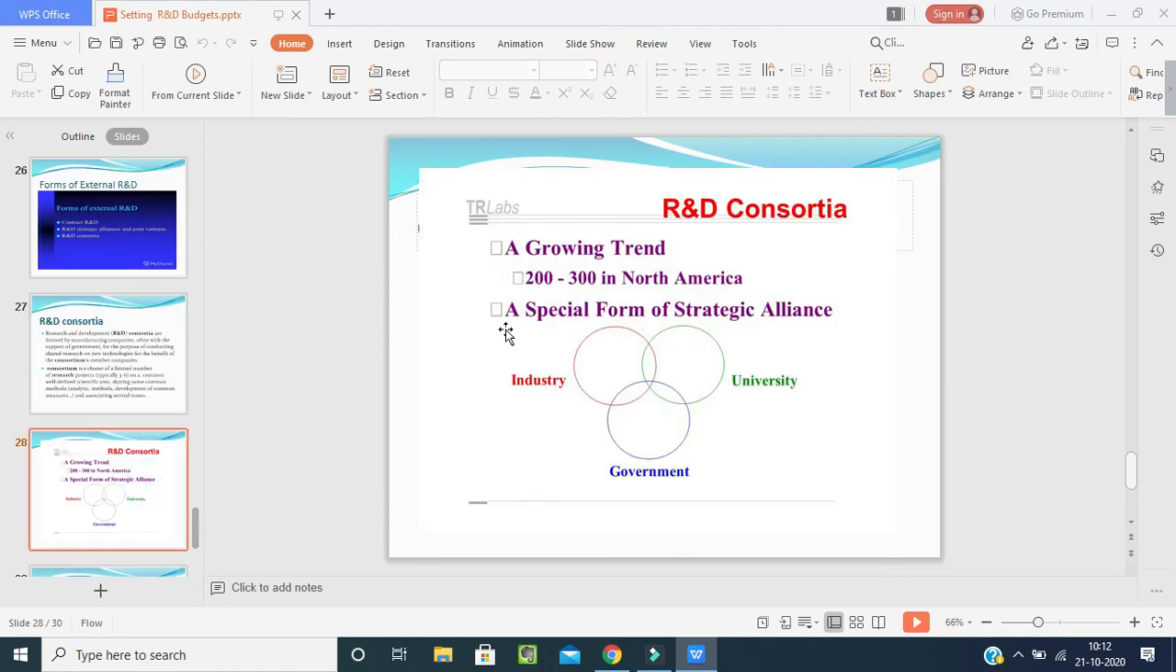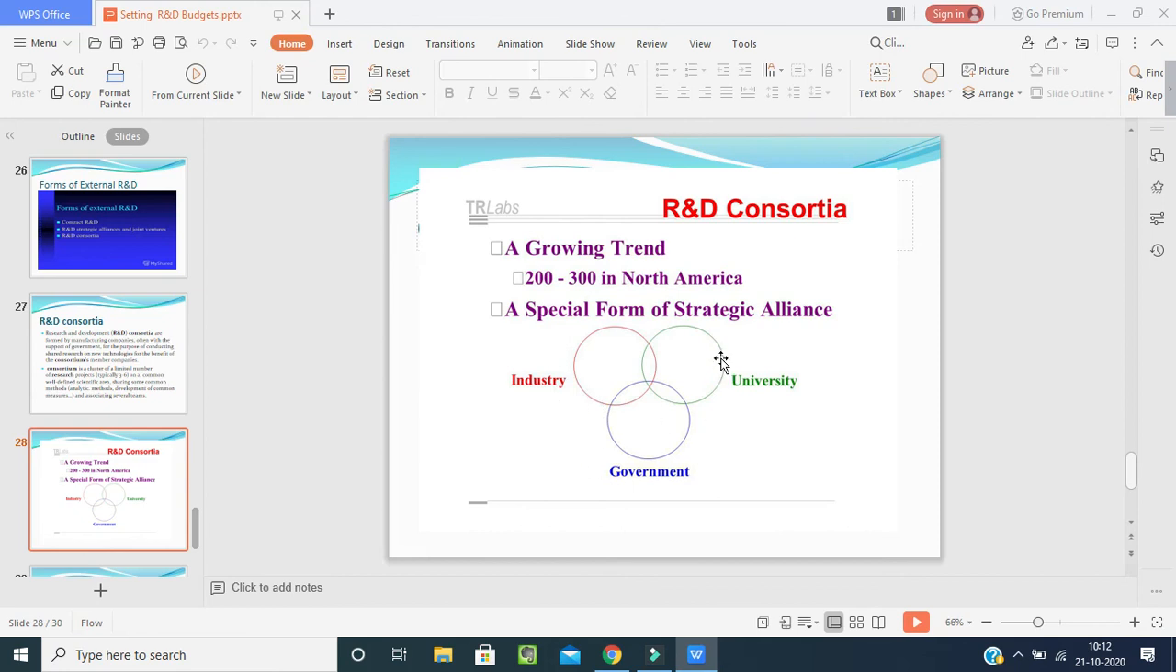See here, this is the figure, a growing trend, and 200 to 300 in North America. That means North America and European countries are targeting and focusing mostly on external R&D, that means forms of external R&D. A special form of strategic alliances is there.